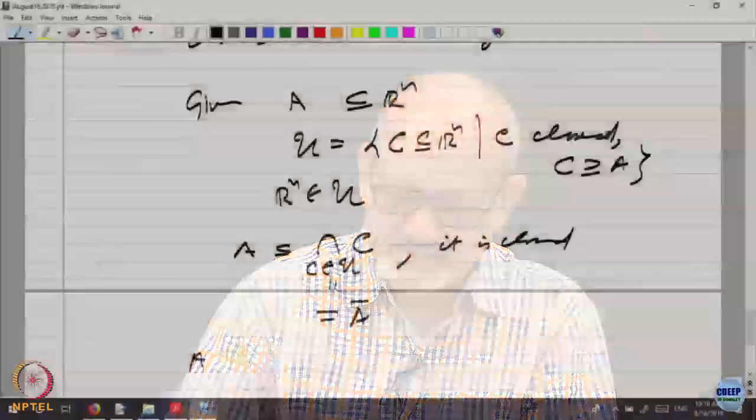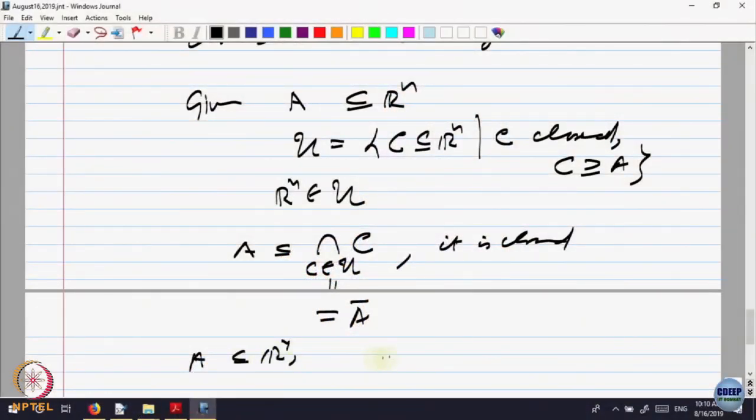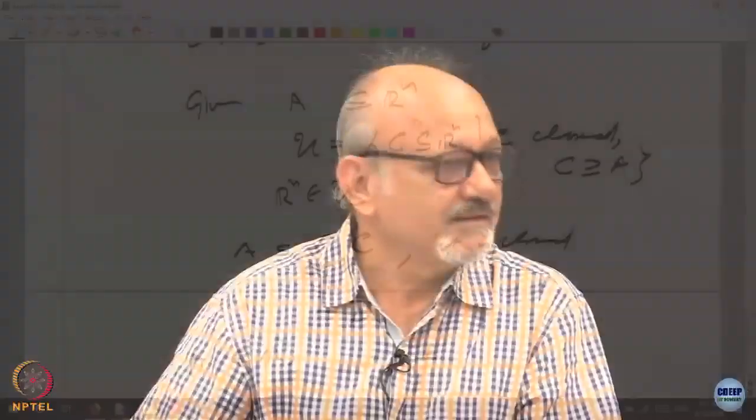Now, can you say what is A interior? Given a set A, can a similar thing be said about A interior? Try to make a guess. Given any set A contained in Rn, what can you say about A interior? It is the largest. Interior is always an open thing inside. Right, but empty set is open. So, I should try to make it bigger, right.